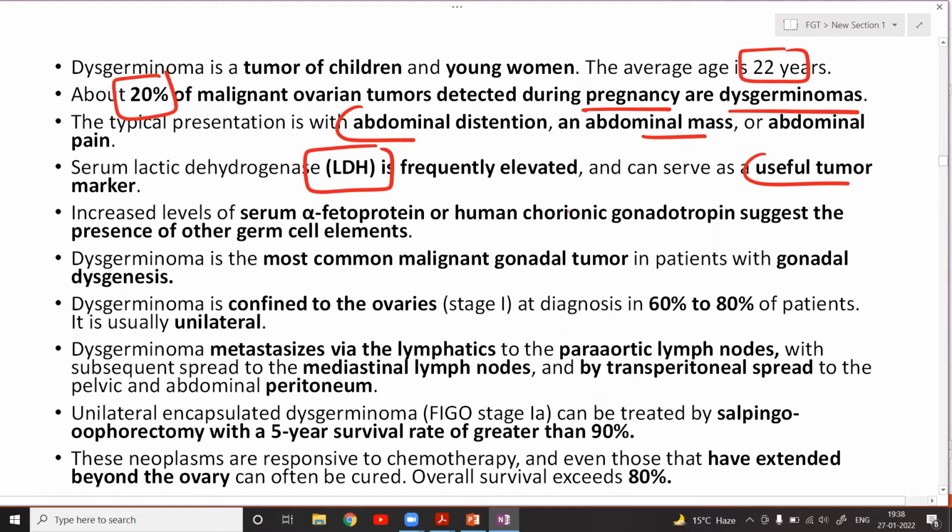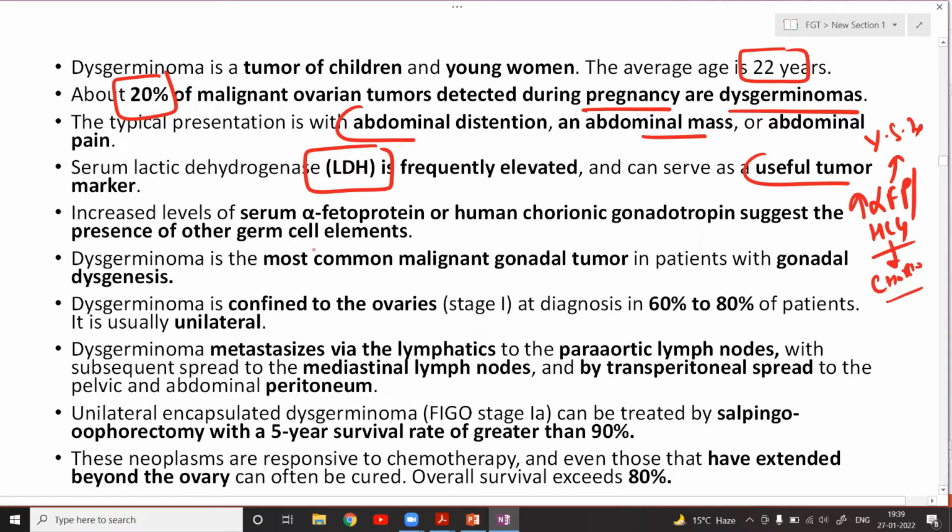Now remember, if instead of LDH you are seeing other elements, for example increased levels of alpha fetoprotein, or increased levels of HCG which is way above the roof, then they are pointing towards other germ cell tumors. For example, alpha fetoprotein suggests yolk sac tumor, and increased levels of HCG suggest choriocarcinoma. We are going to discuss more about this in the later part of the lecture.